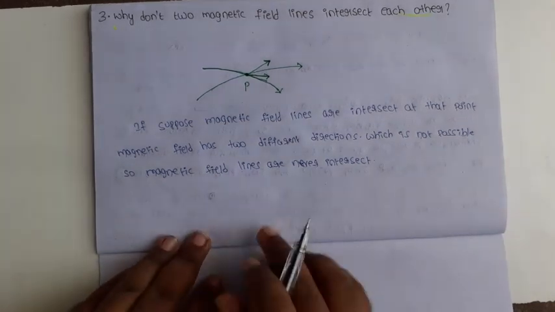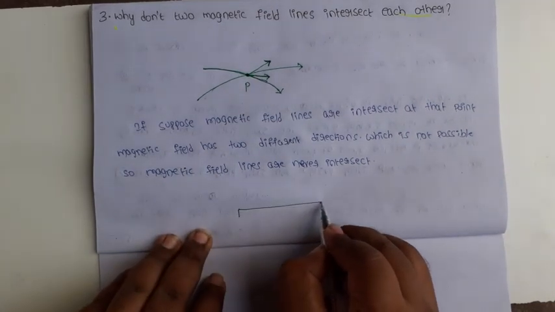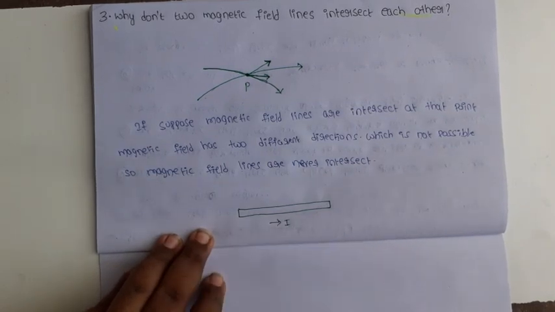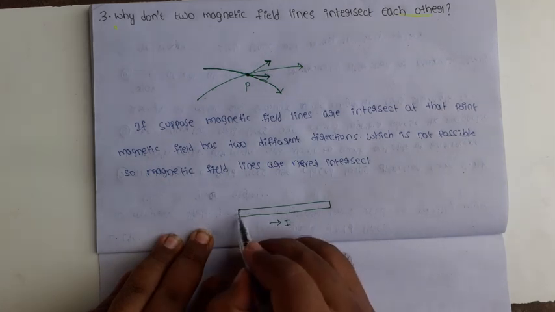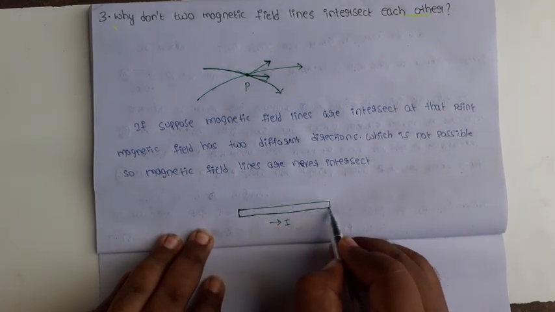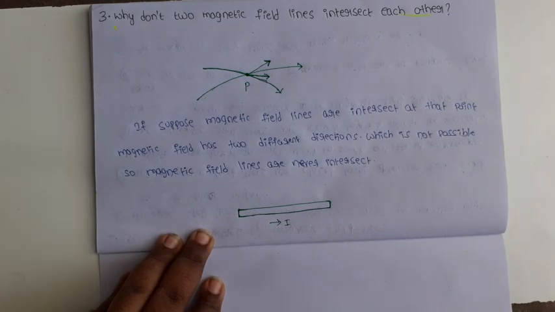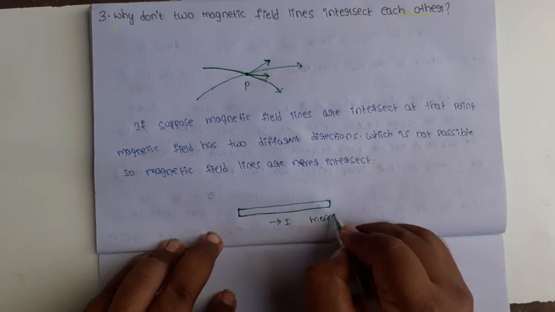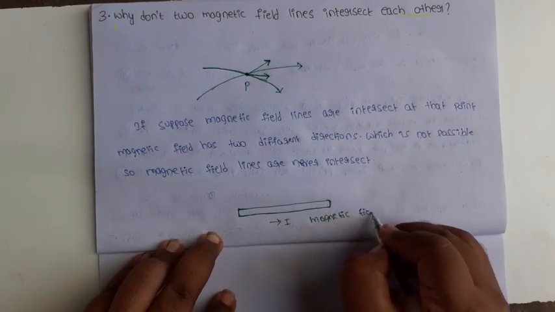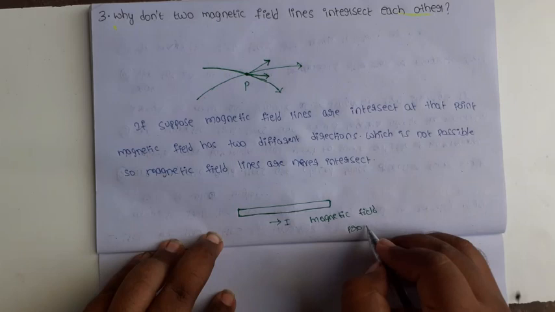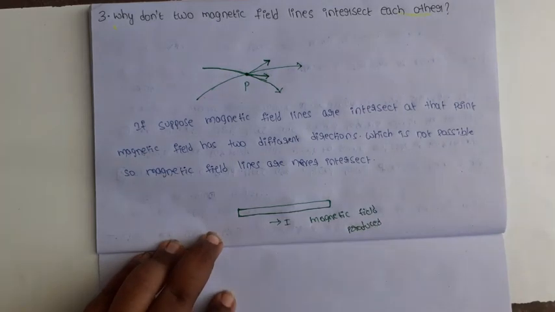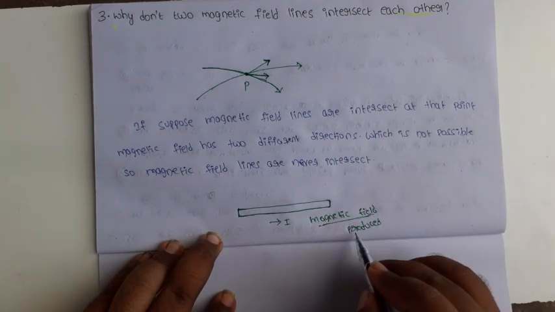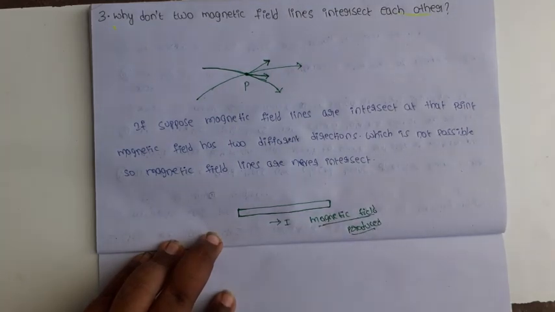Up to now what we discussed: suppose in a conductor some current I flows. When current flows in a conductor, a magnetic field is produced around it. That is all we have discussed. What about the magnetic field direction? That is our next topic.